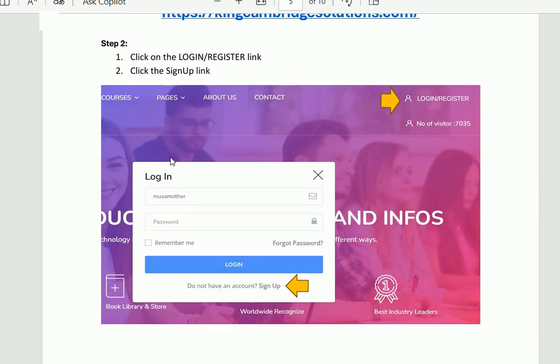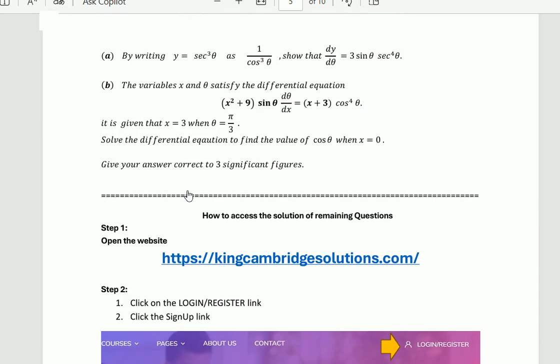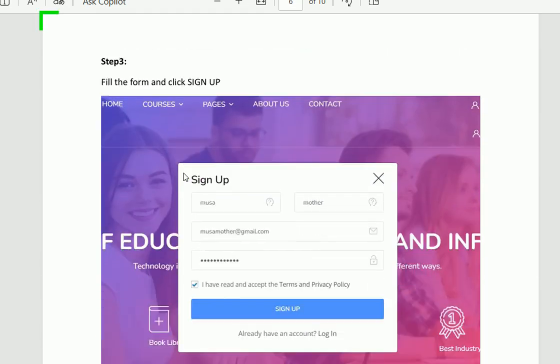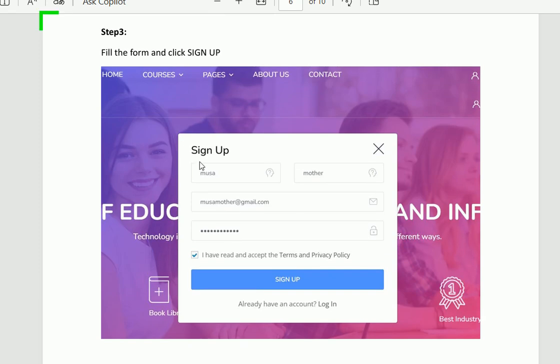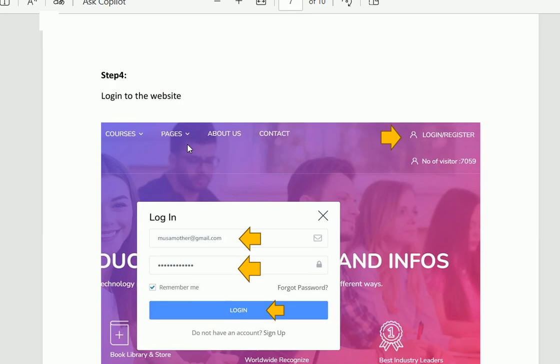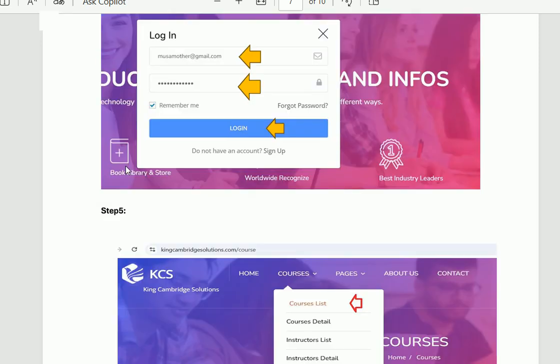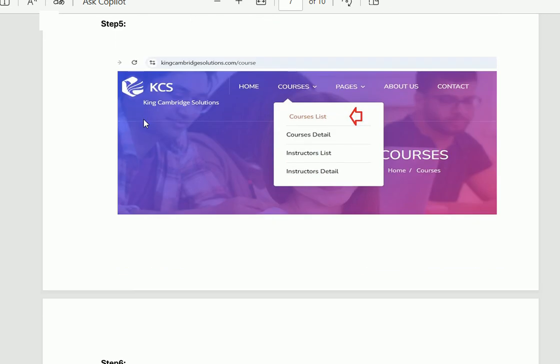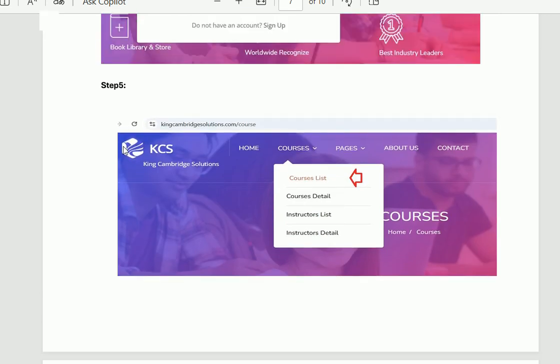After that, provide the credentials: username, password, and email, and click on sign up. When you click on sign up, you will get this interface. You will log in to the website automatically, or you can log in manually afterwards. By using your credentials, when you log in to the website, you will come to this interface.